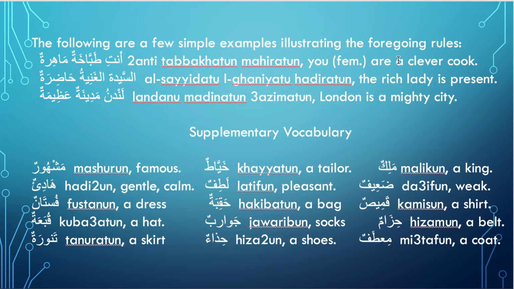أنت طباخة ماهرة. أنت, you for female, as long as we put this small e. If we put it on top it will be for male, but because we put a kasra under it, it will be for female. If you see this one, it will make a double B. أنتن طباخات ماهرات. You see no nation on both of them. You is for female and it means you are a clever cook.